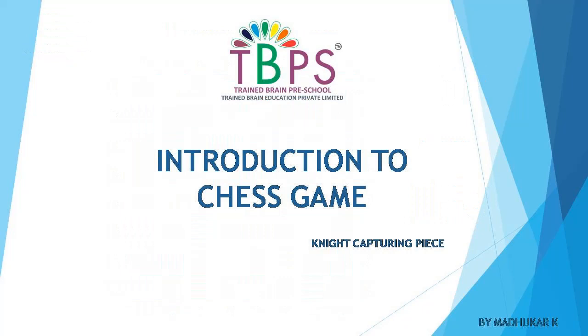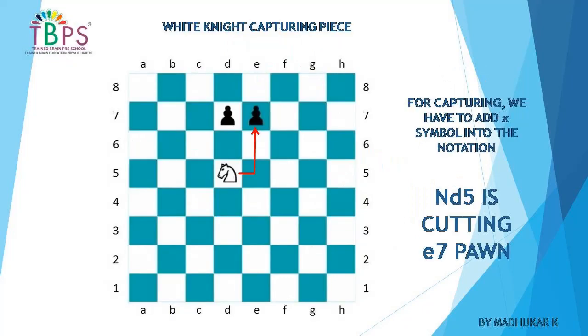The knight captures the piece in the same way as it moves regularly. In this example, we are seeing a white knight placed in d5, that is Nd5, and two black pawns placed in d7 and e7. So what do you think, children? Which piece will the knight capture? As I told you, children, the knight captures the same way as it moves regularly. So it captures the e7 pawn.